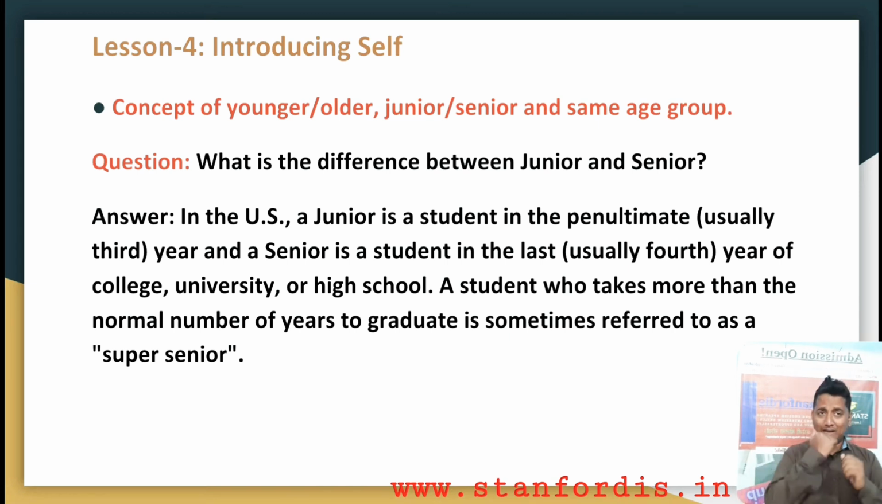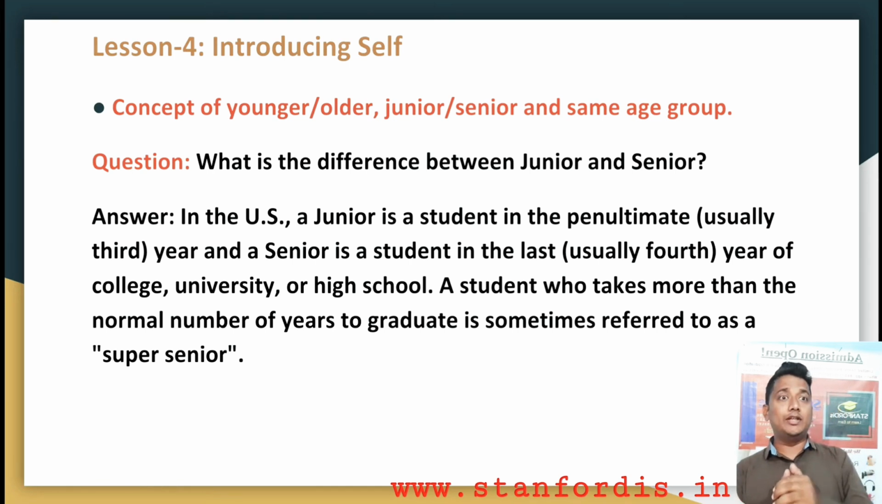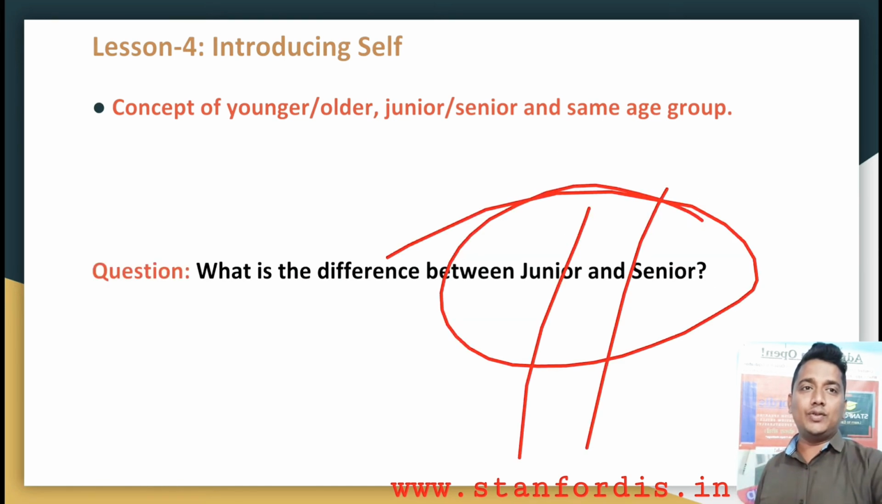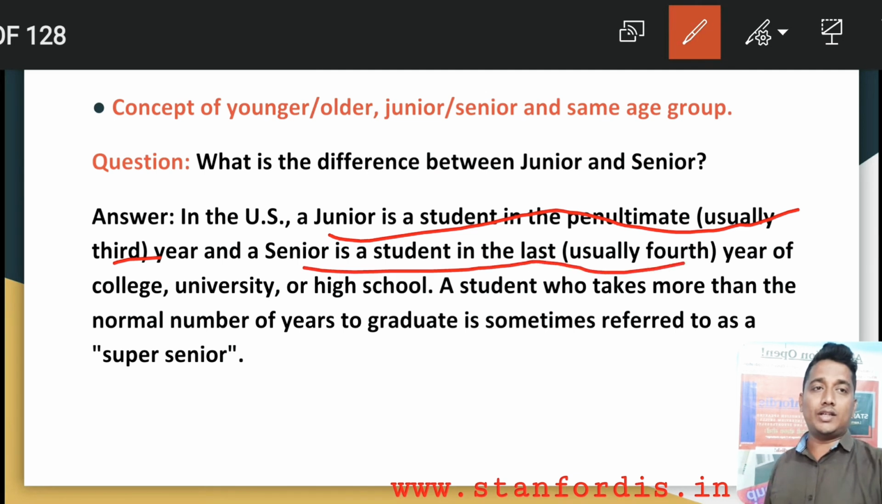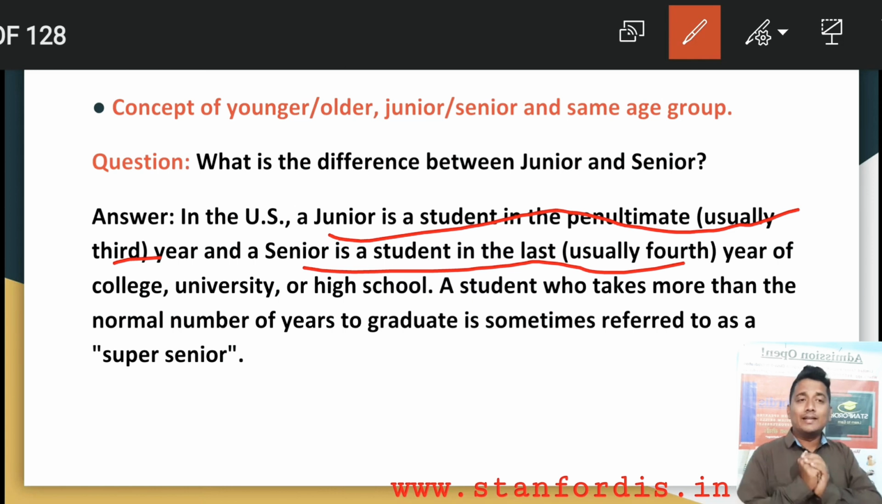So here, let's understand the concept of junior and senior in the USA, or United States. A junior is a student primarily in the third year, and a senior is a student in the last year, the fourth year. So in terms of education, if you are in fourth year and I'm in third year, then I'm your junior and you are my senior. If you are in 12th class and I'm in 10th class, then I'm your junior and you are my senior. If you are in 10th class and I'm in graduation, then I'm your senior and you are my junior.